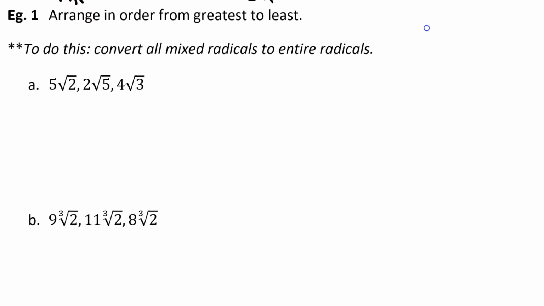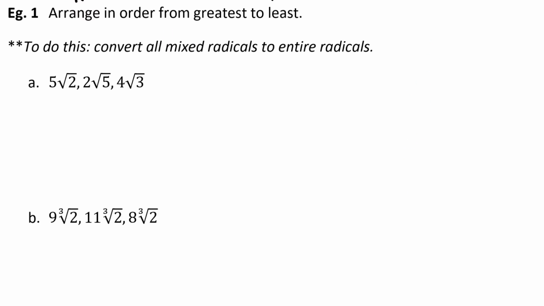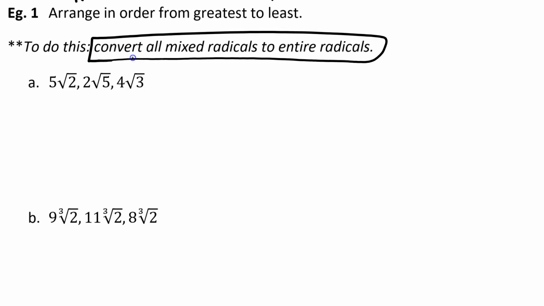So, example number 1, let's arrange in order from greatest to least. So to do this, convert all mixed radicals into entire radicals. Now, sometimes that's very helpful. This is a very helpful hint, but there are certain circumstances where we don't have to worry about that. This one right here, it is helpful if we convert.